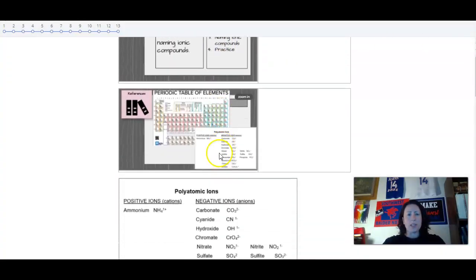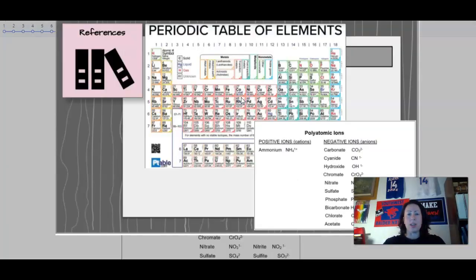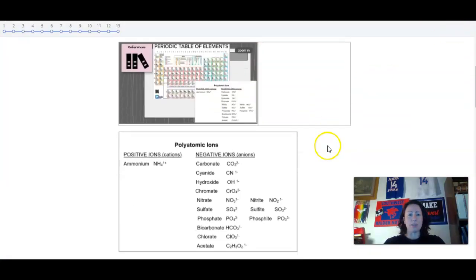Okay, so I wanted to show you that you do have these references, these materials right here that'll help you. This is a list of polyatomic ions. You do not need to memorize them. I will always give that to you with whatever lesson you're going to need it in. You do need access to the periodic table, and I have that with links in your lesson as well, so you can access that as you need it.